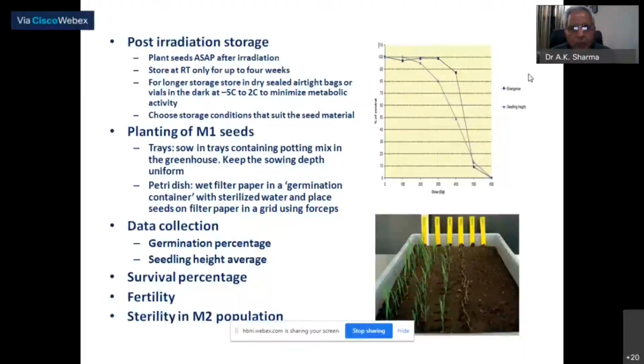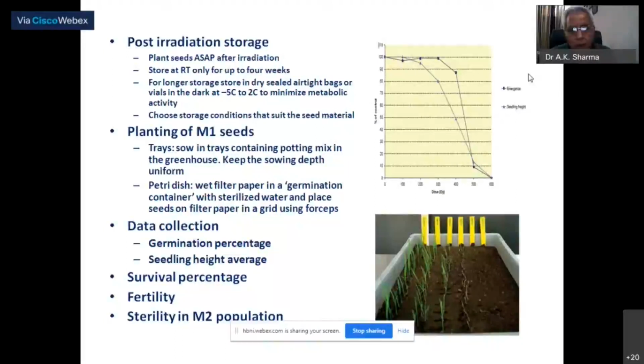A small experiment can also be done in a petri dish, where you can take wet filter paper and look at the germination. Normally sterile water is used with this filter paper, and one would use sterile forceps to place these seeds or check the seedling height and things like that. What you collect in the start experiment is germination percentage, which is a very important parameter, and seedling height is another very important parameter. So you take this data, calculate the survival percentage, and look at the fertility and sterility in the M2 population.